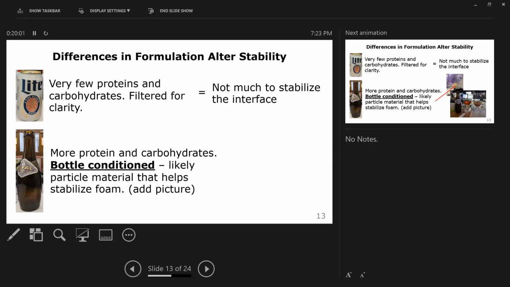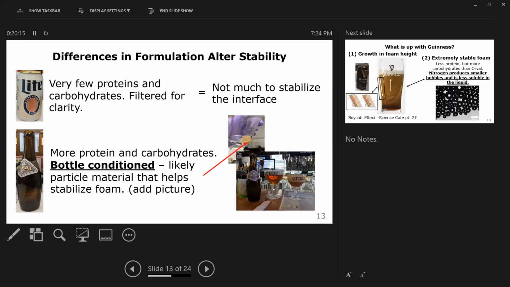Orval has more protein and carbs than Miller, but it is also bottle conditioned, meaning that if you drank the Orval before, there's a layer of sediment at the bottom, which can also contribute to stability. And you can actually observe this if you pour out that sediment. And even what has happened in the US, this is not done in Belgium. I worked there for 2 years, so I would know, at least 10 years ago, they didn't do this.